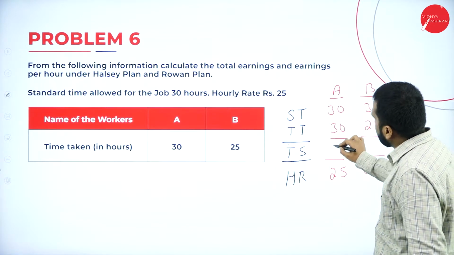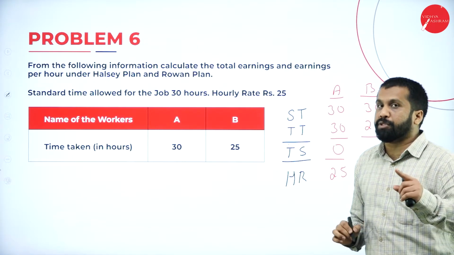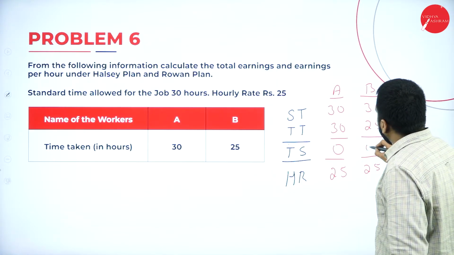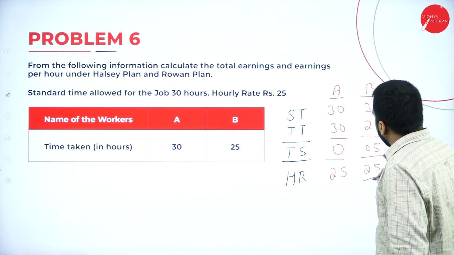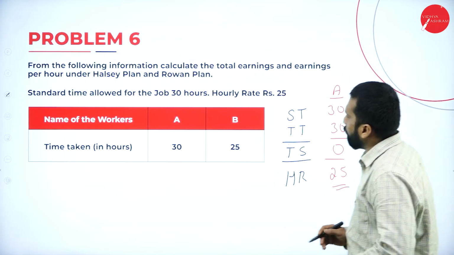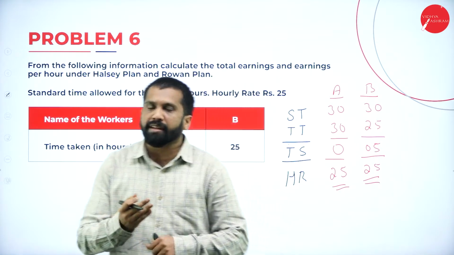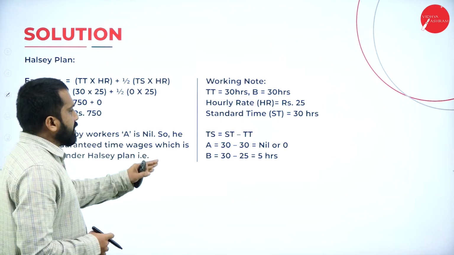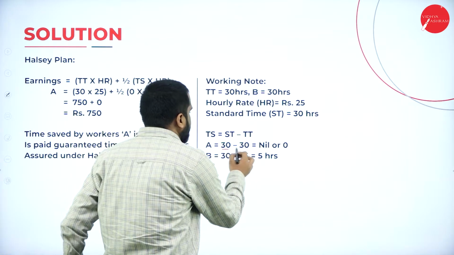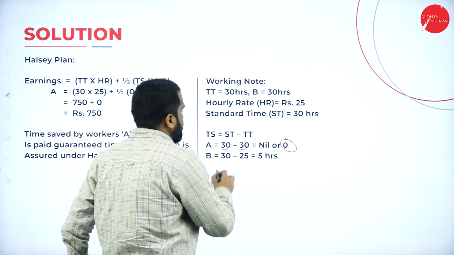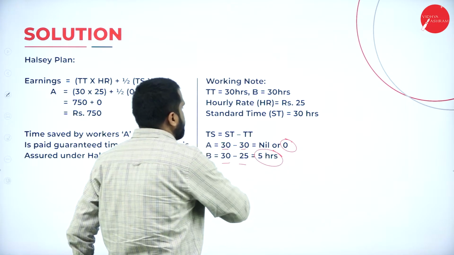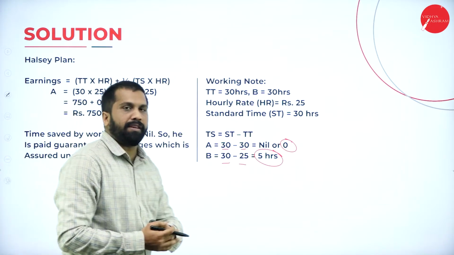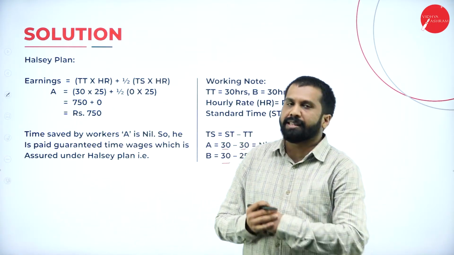Now, 30 minus 30, time saved for the first person is 0. For the second person, 30 minus 25, it is 5. And yes, these are the information we need to calculate our problem. Now, we'll go for the answer. Already we have done it. For A, 30 minus 30, the time saved is 0. For B, 30 minus 25, the time saved is 5 hours. These are the information we already calculated in the previous slide itself.